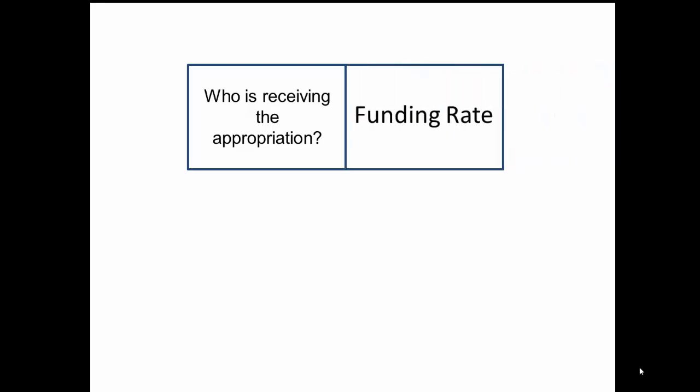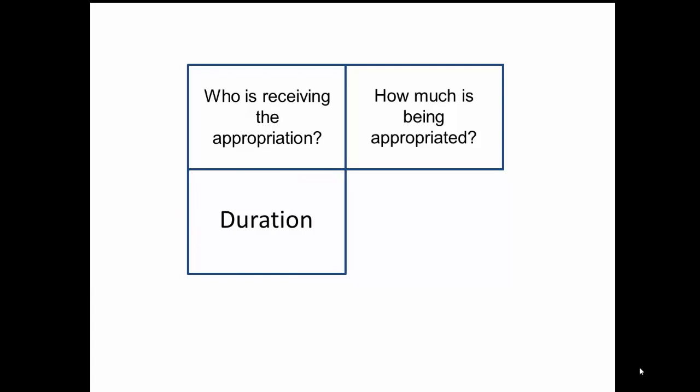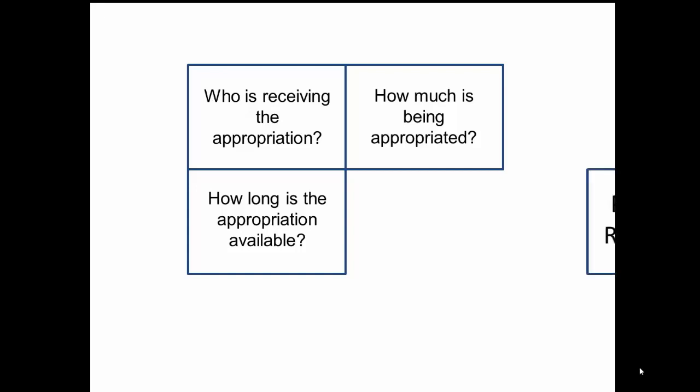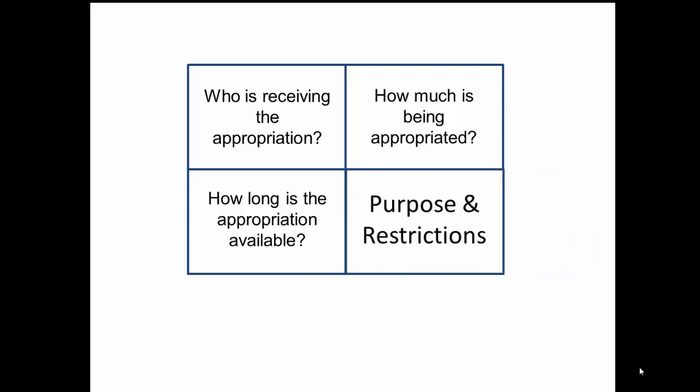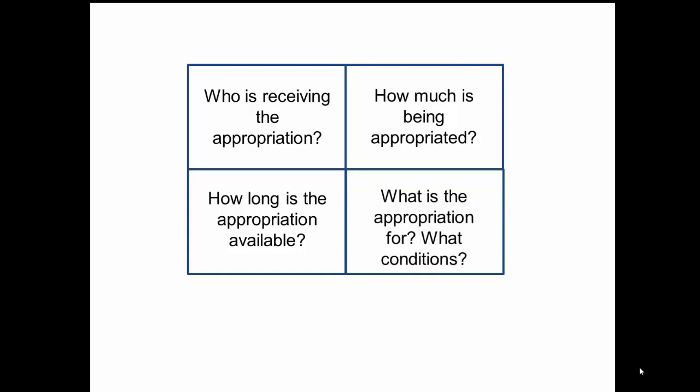First of all, you need to know the scope or coverage of the CR. That is, who is receiving the appropriation. Second, you need to know the funding rate, or how much is being appropriated. Third, you need to know the duration. How long is the appropriation available? Fourth, you need to know what the purposes and restrictions are, or what the appropriation is for and what conditions are applicable.